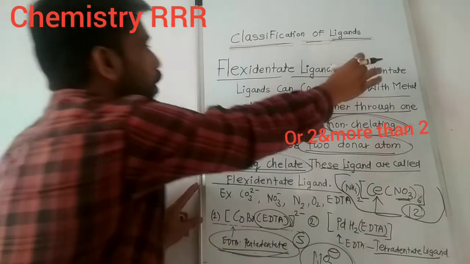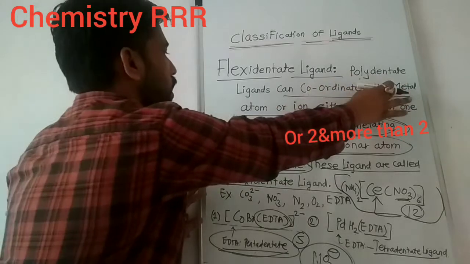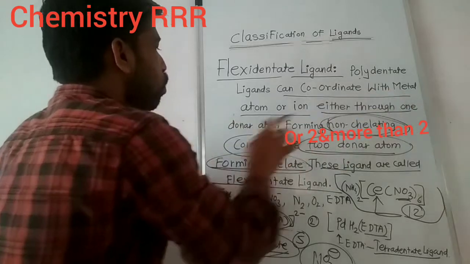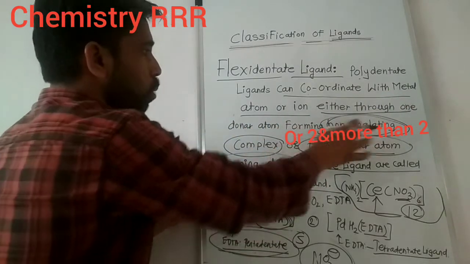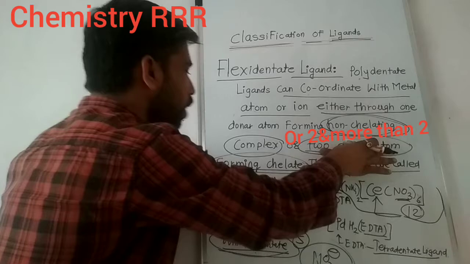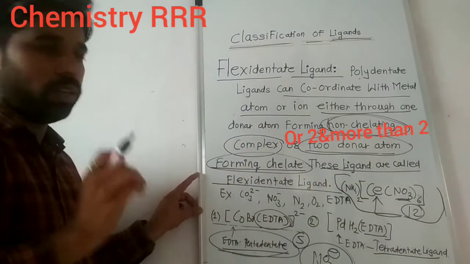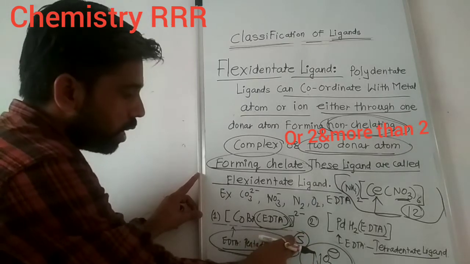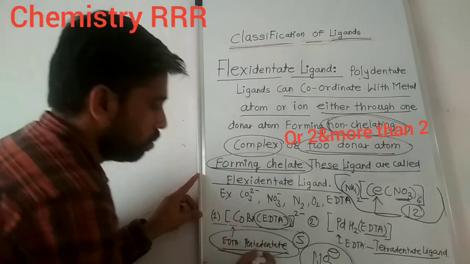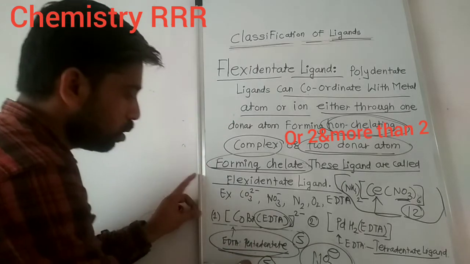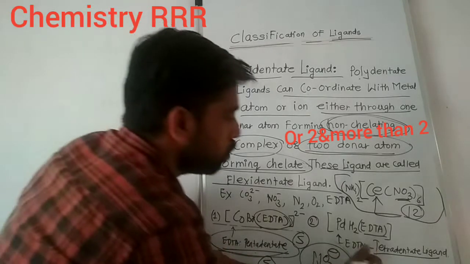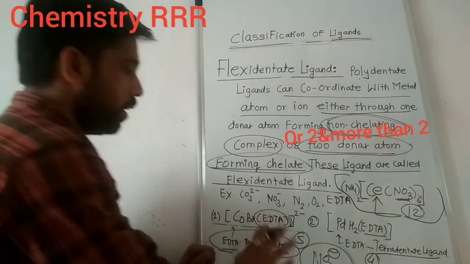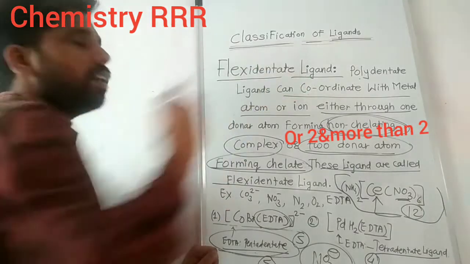That is, the polydentate ligand can coordinate with the metal atom or ion either through one donor atom forming a non-chelating complex, or through two donor atoms forming a chelate. In one example it is attached to the central metal atom through 5 donor atoms, and in the other through 4 donor atoms. So EDTA is an example of flexidentate ligands.